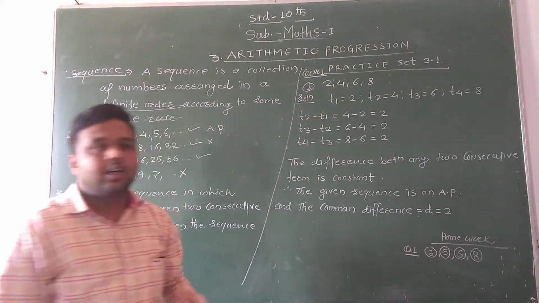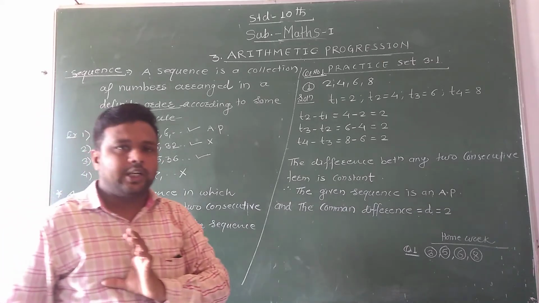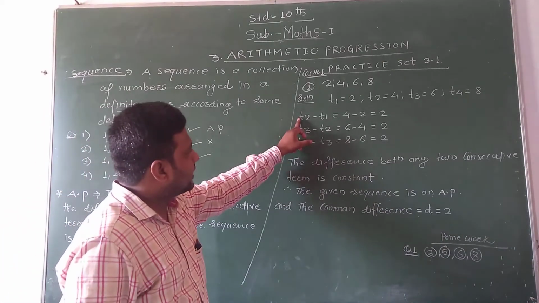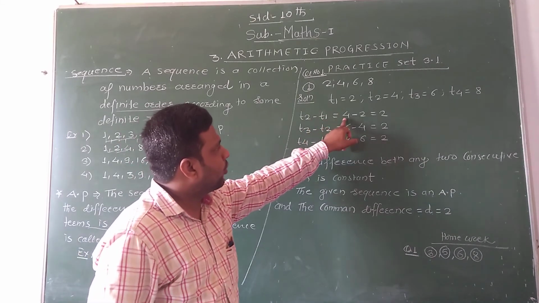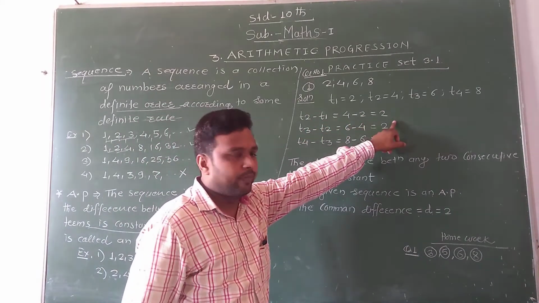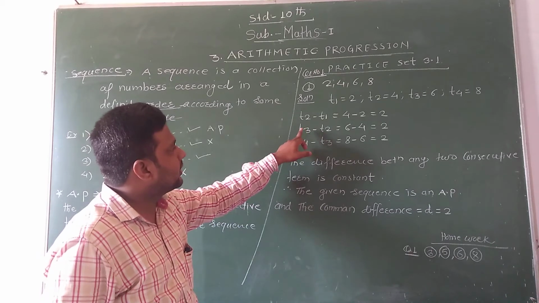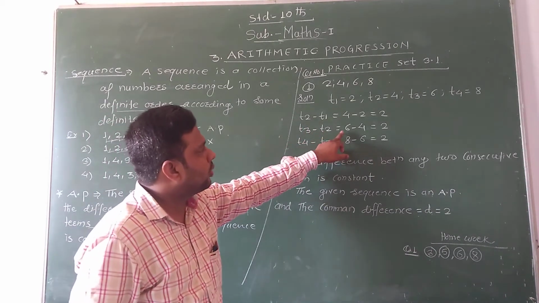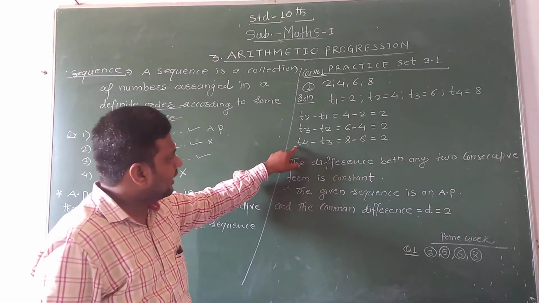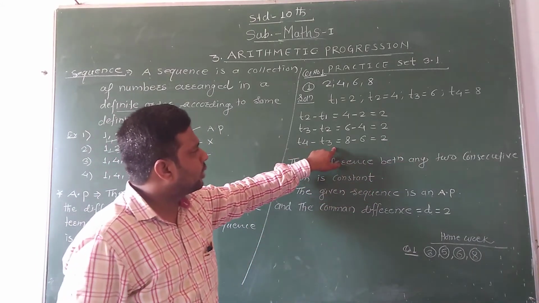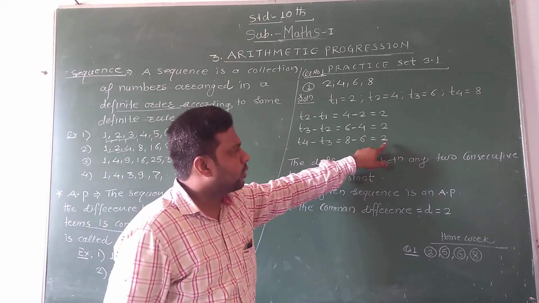First we find the difference between two consecutive terms. Therefore, second term minus first term, that is T2 minus T1, 4 minus 2 is equal to 2. Then for the next two consecutive terms, T3 minus T2 is equal to 6 minus 4, which is equal to 2. And T4 minus T3 is equal to 8 minus 6, which is equal to 2.